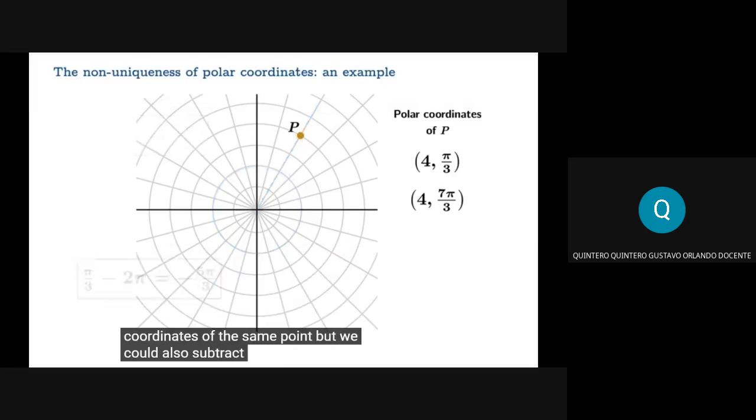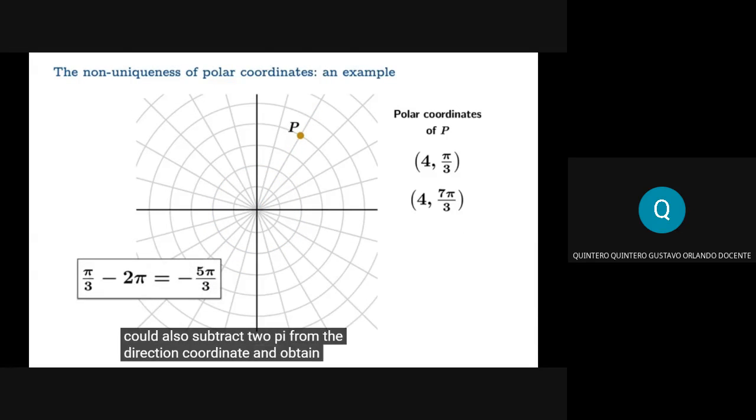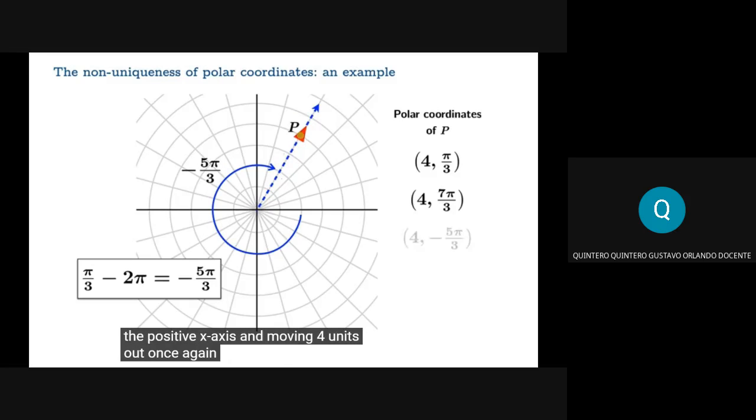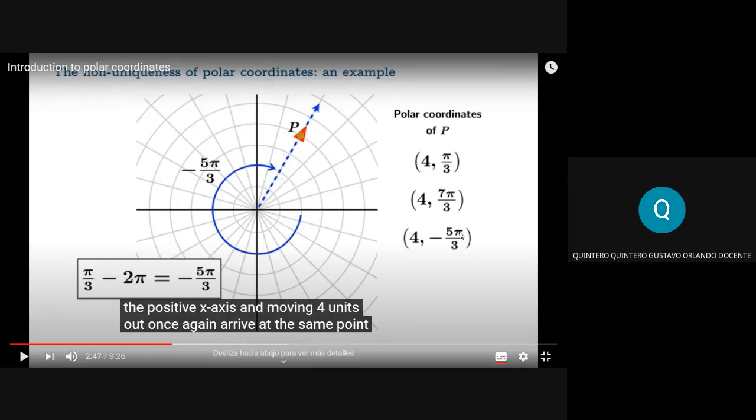But we could also subtract 2 pi from the direction coordinate and obtain negative 5 pi over 3. So in this case, we would travel 5 pi over 3 units clockwise from the positive x-axis and, moving 4 units out once again, arrive at the same point. Did you see that? Now we can actually use negative coordinates. Not all of the coordinates have to be positive. If we have this angle as negative, then that means we are going to measure it clockwise.